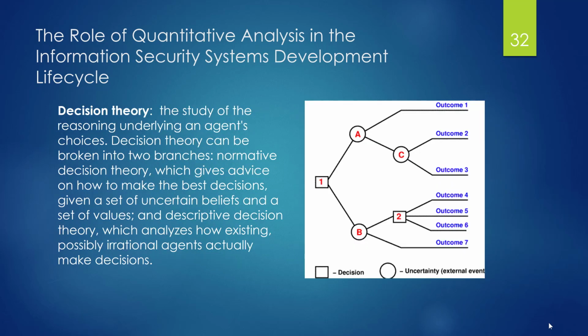All right, decision theory. That's going to be the last of the approaches, and this is where you're looking at various choices and breaking down how you make the best decisions. What are your uncertainty beliefs? What are your set of values? What is your descriptive decision theory? And how can that all be used to make decisions within a particular course of outcome that you're trying to achieve?